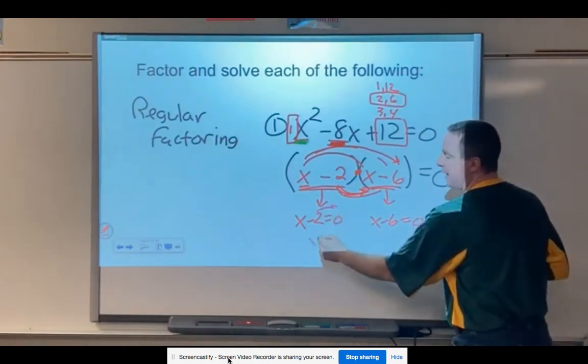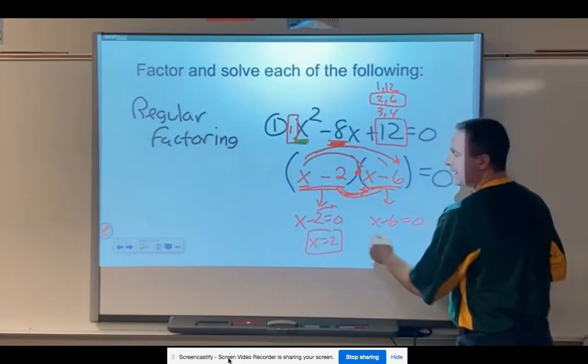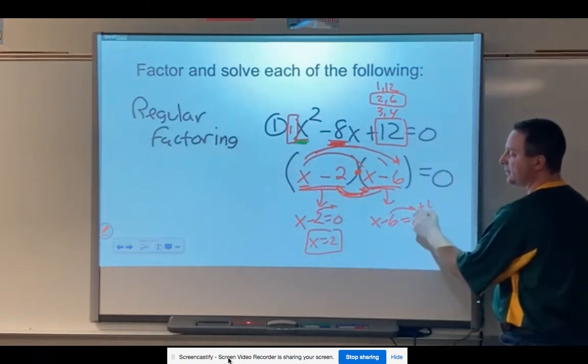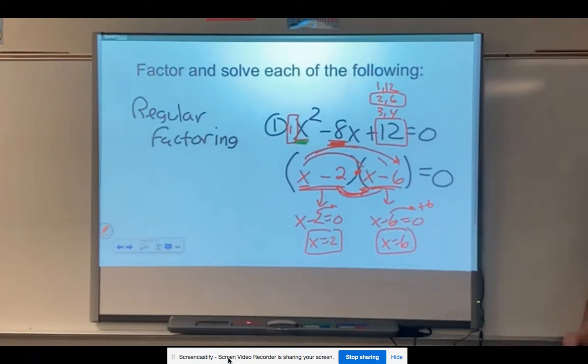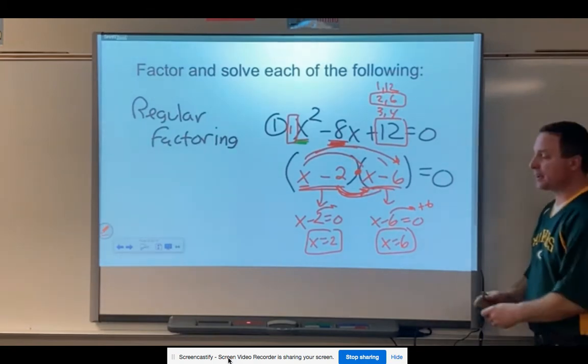Well, if I solve it, if I add 2, there's one answer, positive 2. And if I add 6, x equals positive 6. So there are my two solutions. If I was to graph it, it would have two x-intercepts, one at 2 and one at 6. Okay, but by factoring, we can do it a little more algebraically, so to speak, also.